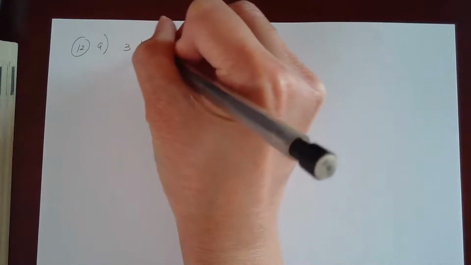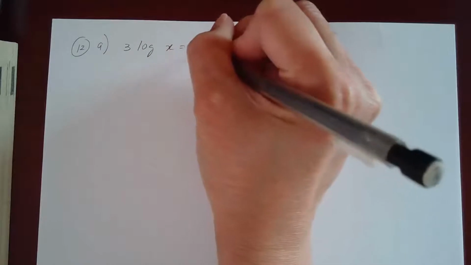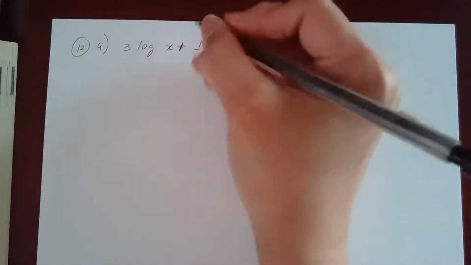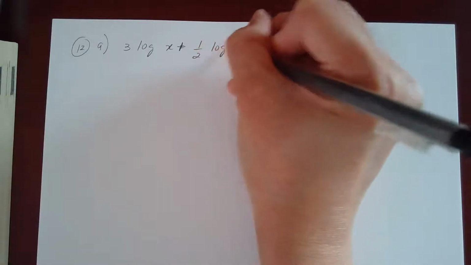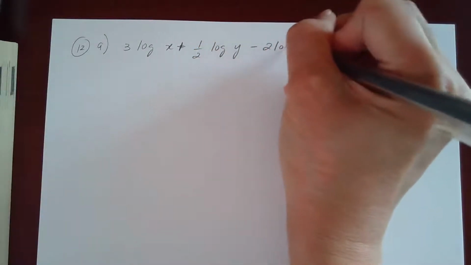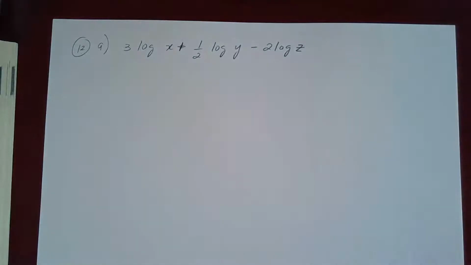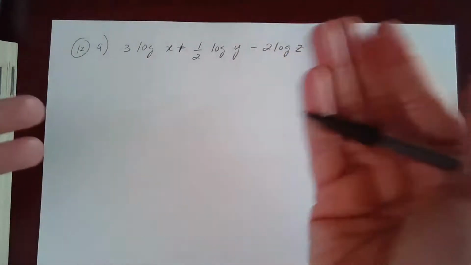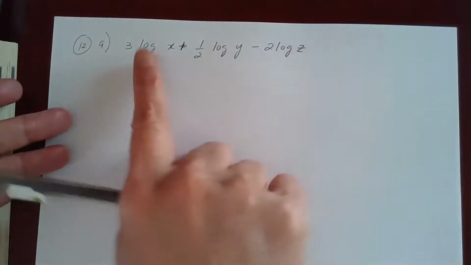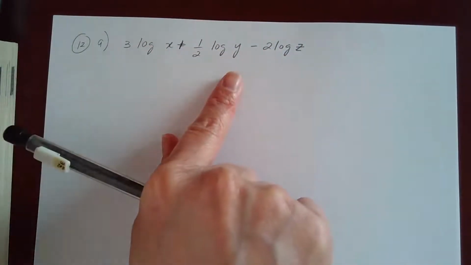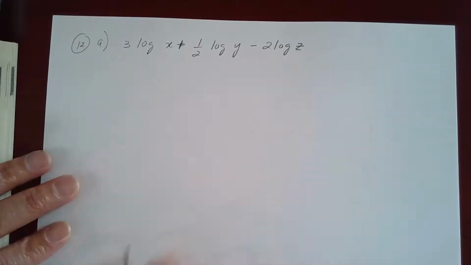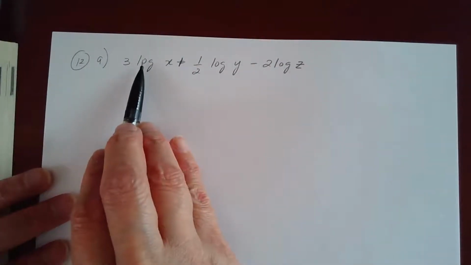3 log of x plus 1/2 log y minus 2 log z. And we're supposed to write that as a single logarithm. So how can we write that as a single logarithm? They're all 3 separate terms. So what we're going to do is apply the laws of logarithm. So it says here 3 times log of x.